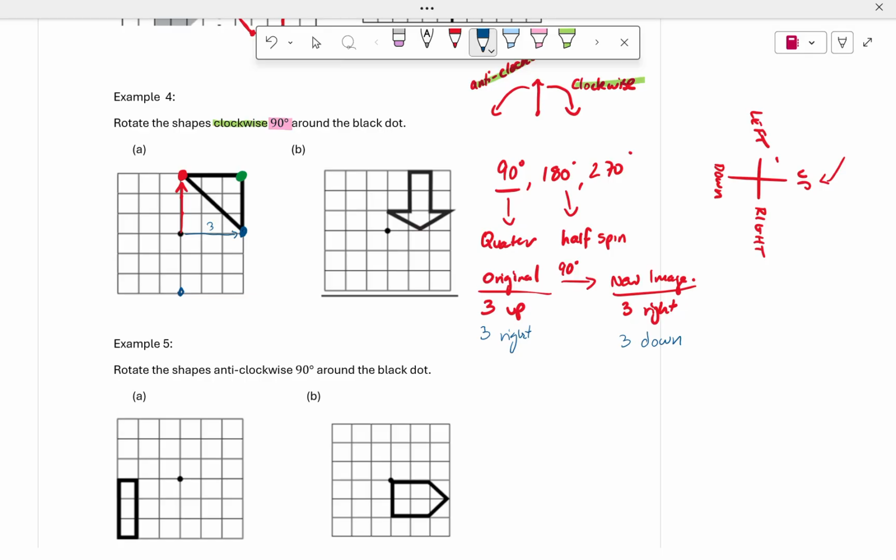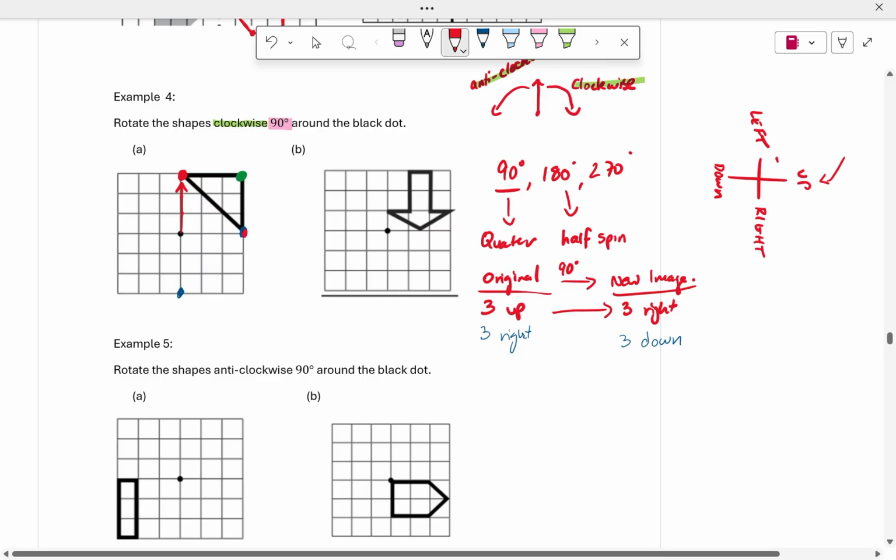And there's my new blue point down the bottom there, because as opposed to going 3 to the right, I'm now going to go 3 down. My red one was in fact 3 up, and as I just transferred to my new image, it's now 3 to the right, which is actually in the same location as where the original blue one was. And now let's look at this green one.